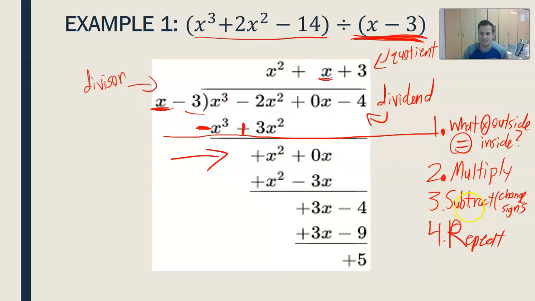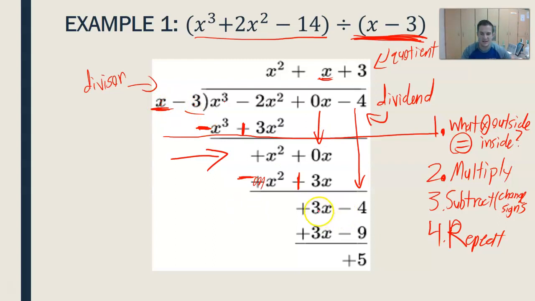Then my next step is to subtract, or change the sign. So this turns into a negative x squared and a positive 3x. I do my math here. X squared minus x squared is 0. That goes away. 0x plus 3x is 3x. And then I bring down my negative 4, the next term. And then I repeat the process again.